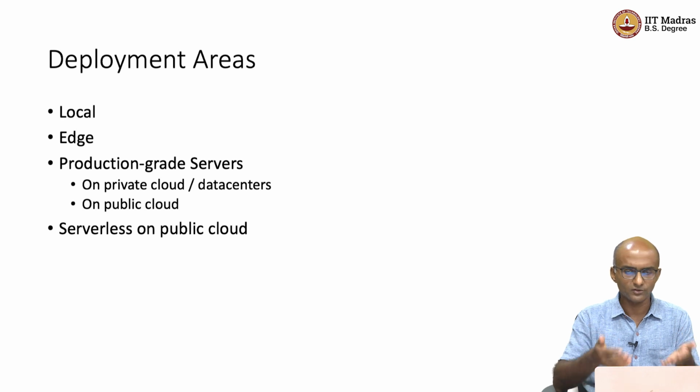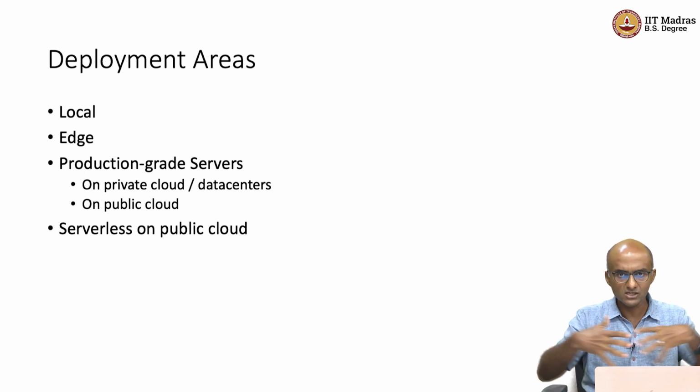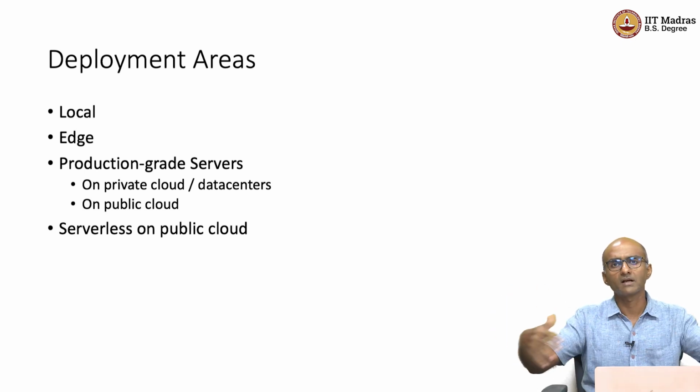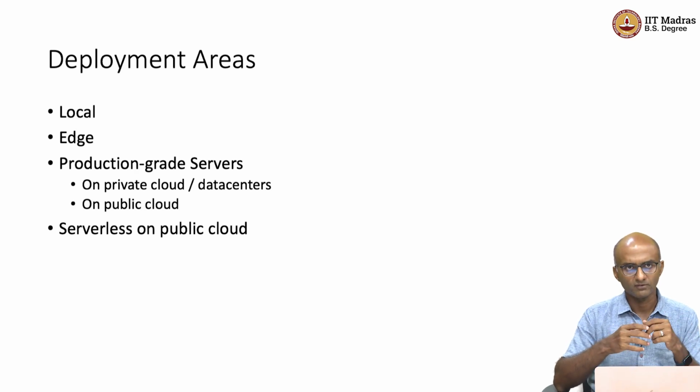They use the local machine for development. But realistically, it's not meant for anything more than that, right? You can't use the local machine for production. The second deployment area that's possible is edge. Edge means you deploy the model at the mobile device, at the edge of the typical company network, right? So we'll see more examples of this.